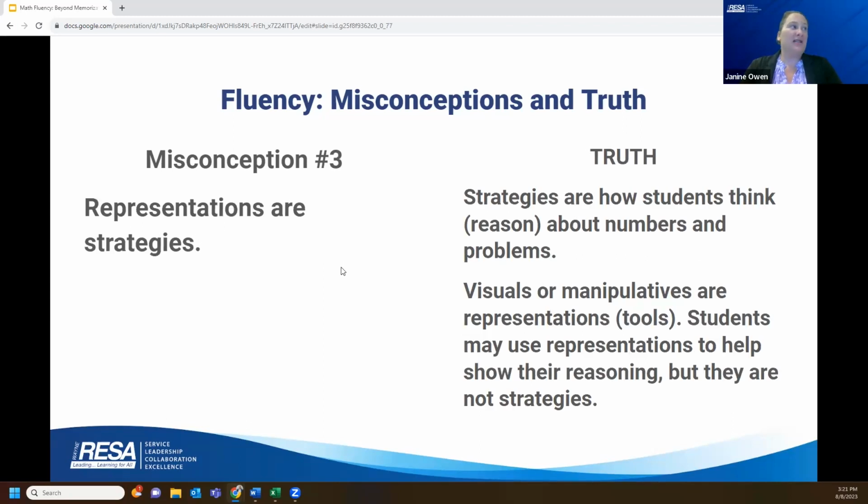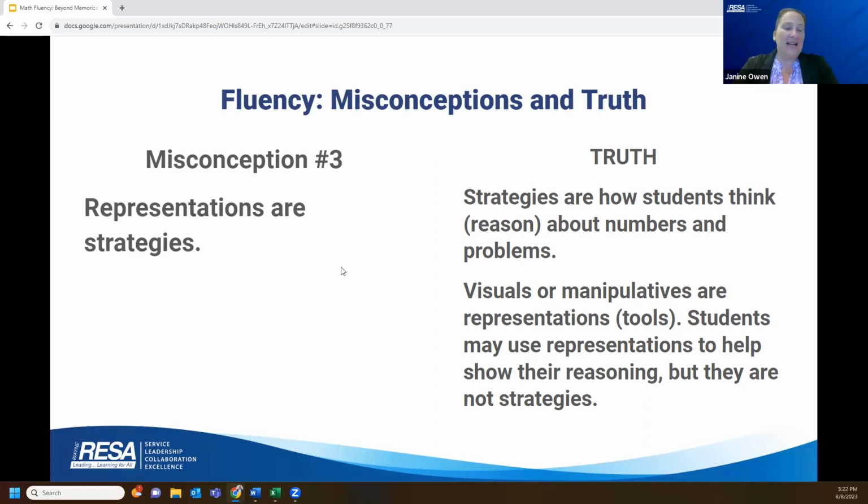The third misconception is that representations are strategies. This one might be a little confusing at first, but what this refers to is that strategies are how students think or how they reason about numbers and problems. Visuals and manipulatives are representations. They are tools that students can use to explain their reasoning.